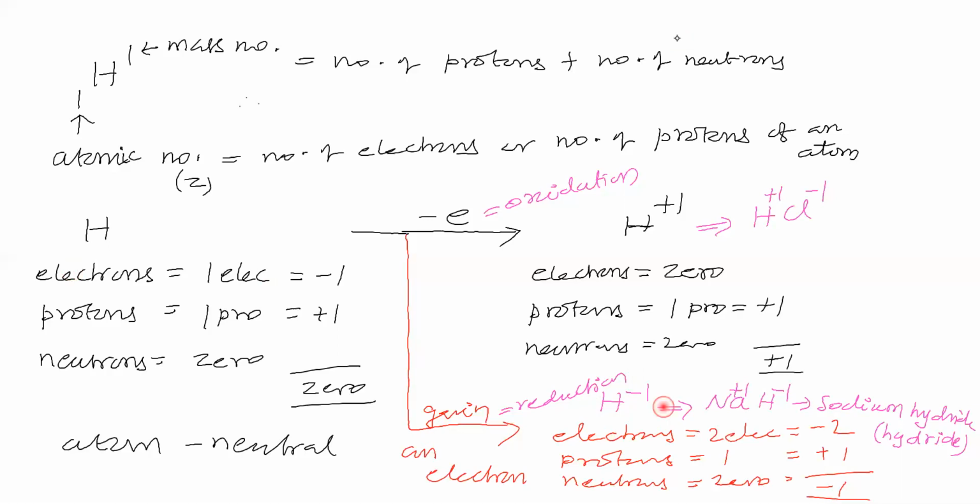Now, this is a negative ion. This is a positive ion. This is an atom. An atom has net charge 0, so we can say the atom is neutral.